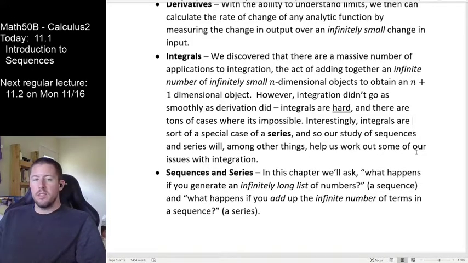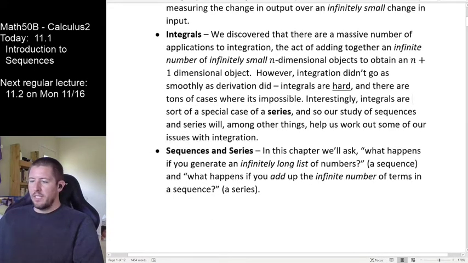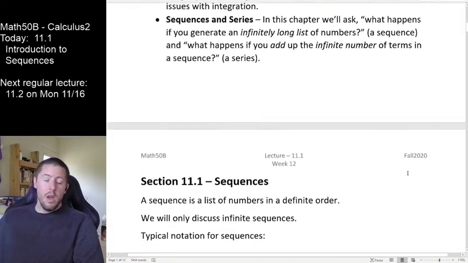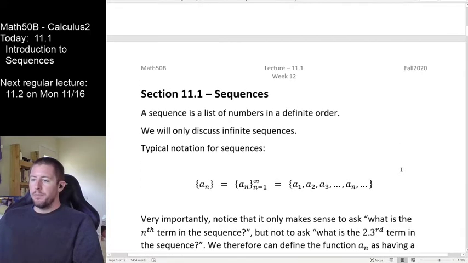So a sequence and a series are super closely related. A sequence is a list. A series is the sum of the terms that are in the list. So very closely related. A series is a sum, a sequence is a list. So we're hitting section 11.1 today. We're just going to talk about sequences. On Monday of next week, we'll talk series in 11.2.